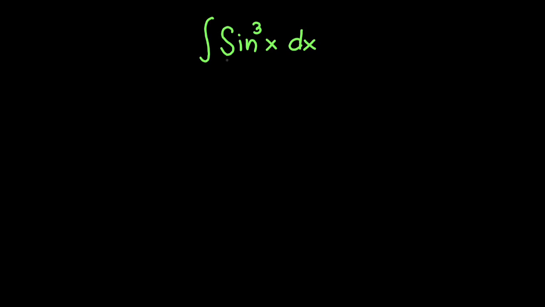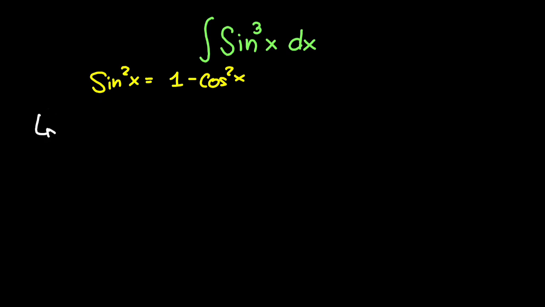Let us evaluate the integral of sine cube of x. Since we are evaluating a sine and its exponent is an odd one, let us use this trigonometric identity wherein sine squared of x would be equal to 1 minus cosine squared of x. But since what we have here is a sine cube, we need to factor out 1 sine x.